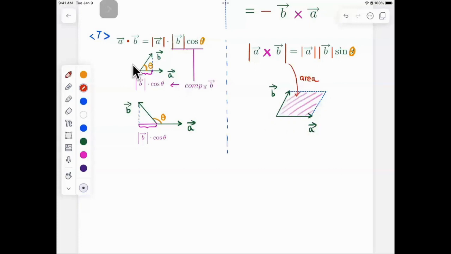So we have compared and contrasted dot product with cross product. And here are the 7 main differences between dot product and cross product.